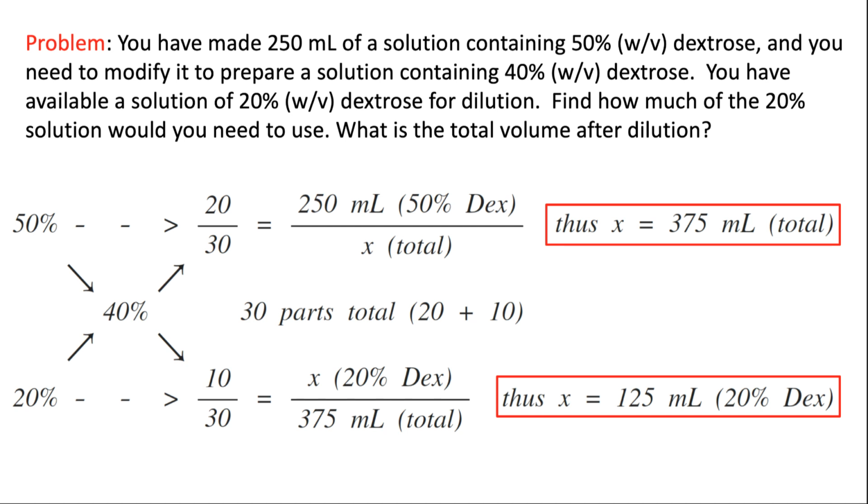Okay, and that essentially answers this question, which said, how much of the 20% solution would you need to use? Well, we've just solved on the bottom that we need to have 125 milliliters of the 20% dextrose. Because when we take that 125 milliliters of 20%, add it to the 250 milliliters of the 50% dextrose that we were told we were starting with, that combination, when mixed together, gives us a total volume of 375 milliliters, and that volume would have a total mixed concentration of 40%. Which essentially answers this question.